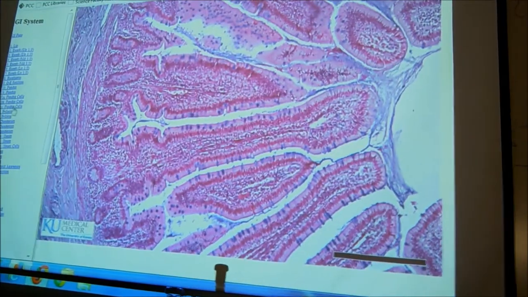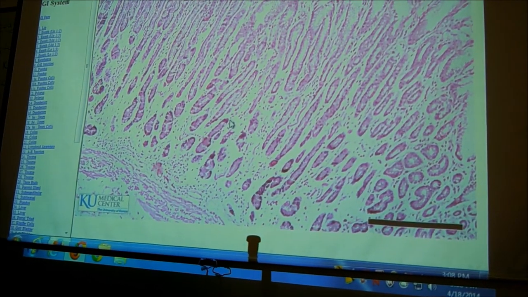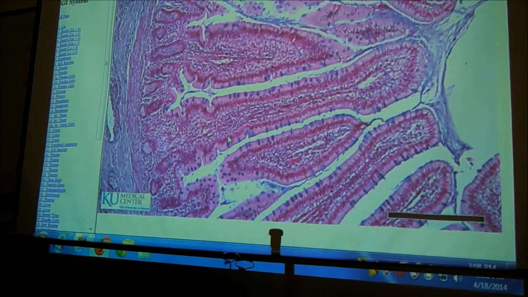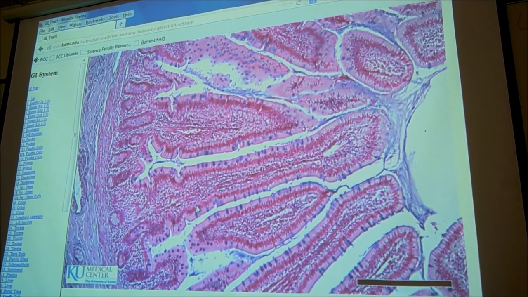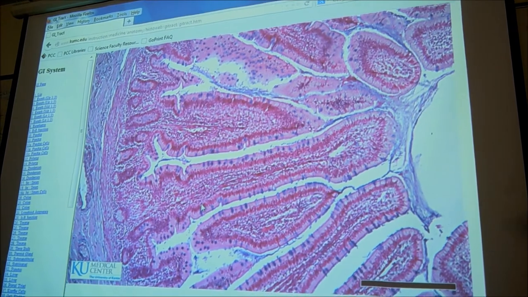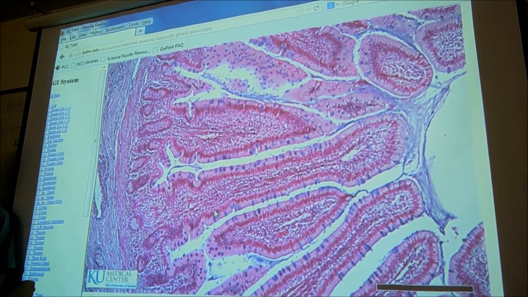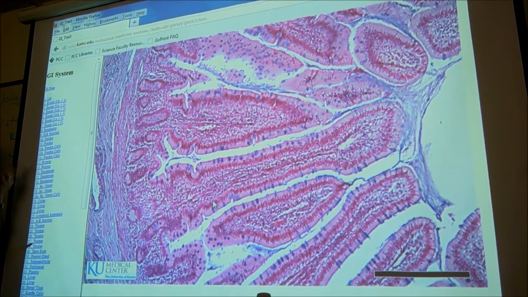A stomach has feathers. Here's a stomach. Feathery. Here's a small intestine. Fingery. Make sense? So they have a similar anatomy, but they're very different how they look. What is the blue on there? Those are the goblet cells, in this case. Yeah. Those are the goblet cells. But another good distinction also. Right. So they may be clear, they may be dark, but they're there.